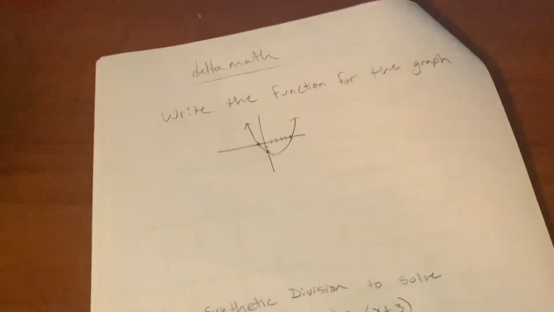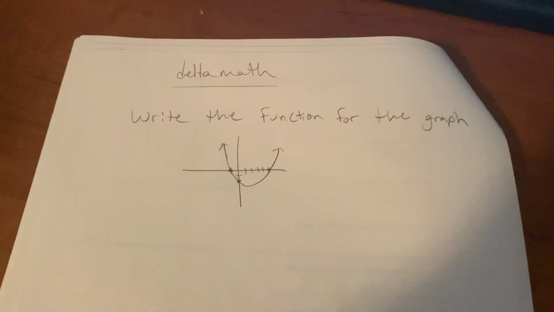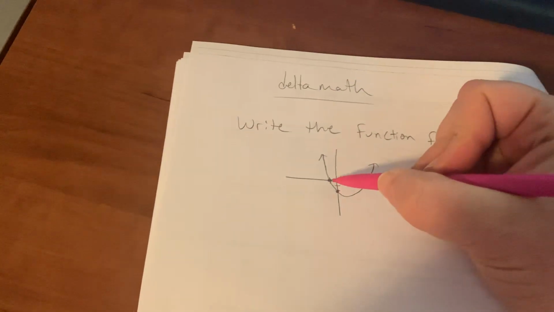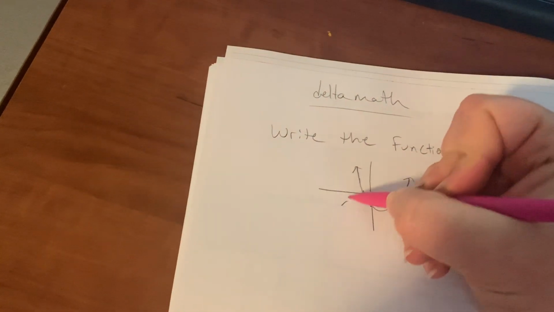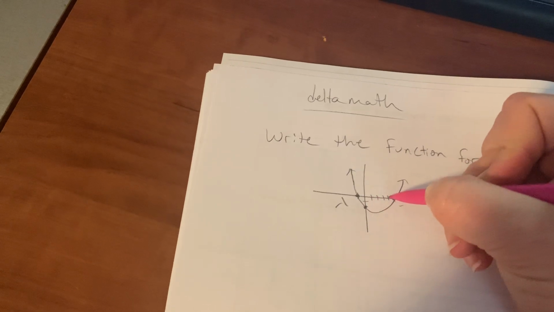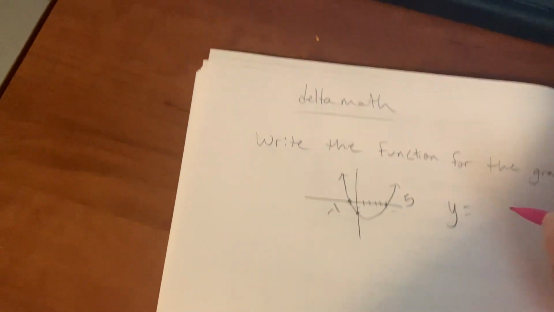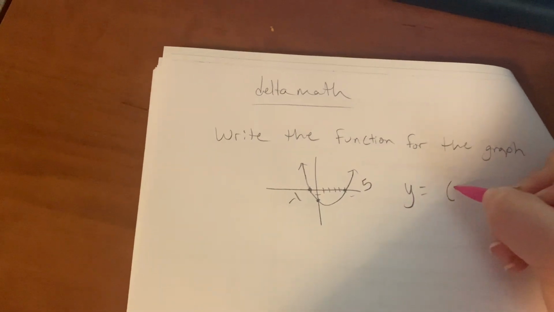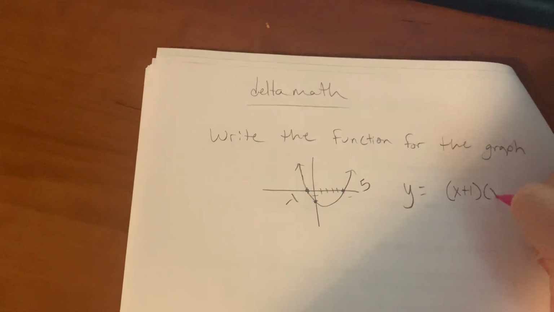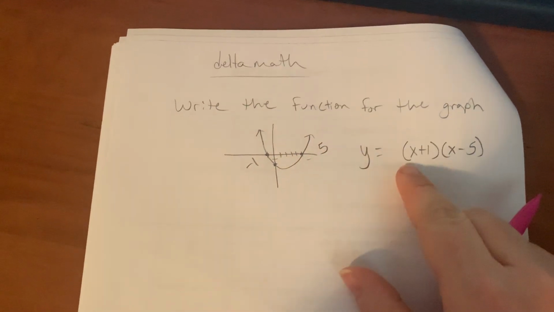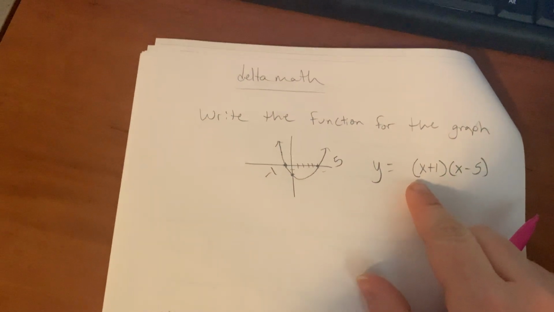Now, if you're doing Delta Math, it's kind of like yesterday. We'll write the function for the graph, so basically the equation. Where are the two x-intercepts? It touches at -1, and it touches at 1, 2, 3, 4, and +5. So my equation is going to have an x plus 1 and an x minus 5. I have to take the x-intercepts and turn them into factors, which changes the sign.